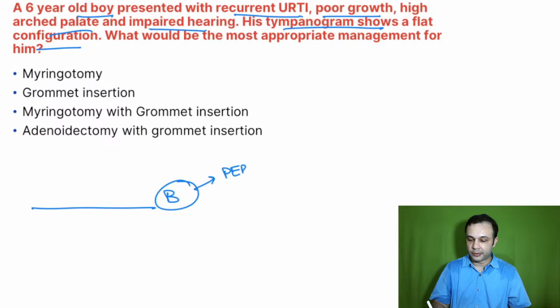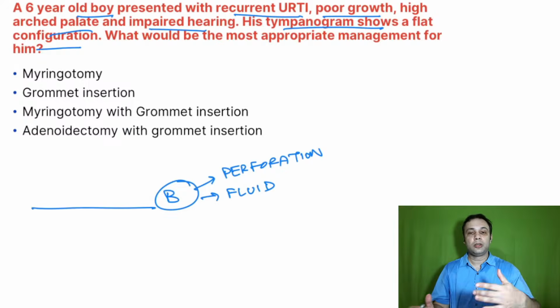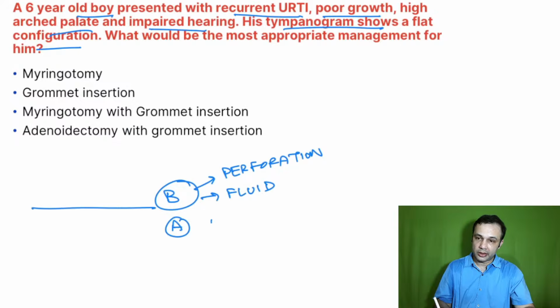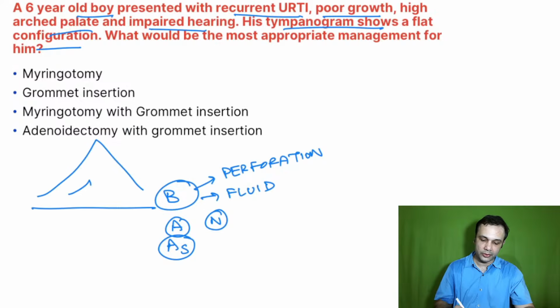If there is a perforation of the tympanic membrane, or if there is fluid in the middle ear. Okay. So non-compliant tympanic membrane with change in pressure is a B-type curve, right? A-type curve is normal. You have AS-type curve, that is reduced compliance. This is a normal curve. You see the compliance on the y-axis. You see the pressure change on the x-axis. Okay, so this is pressure.